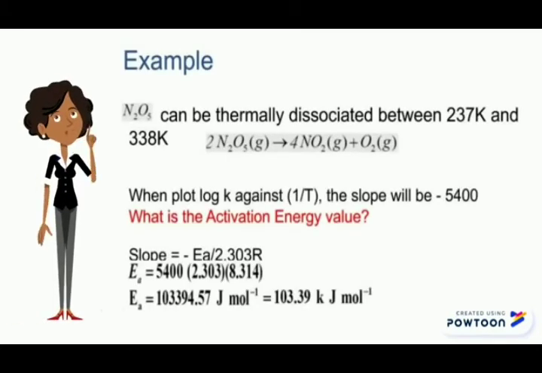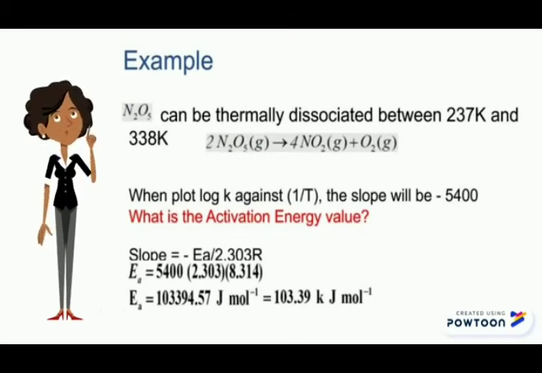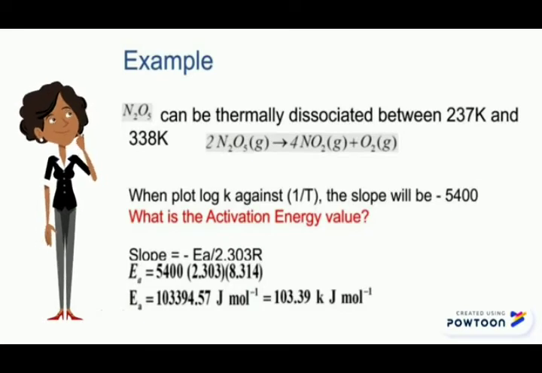Here's an example of the Arrhenius equation. In this equation, we need to find the value of the activation energy. So we modify the equation to find the activation energy value, which equals the slope times R, the gas constant, and its unit is going to be joule per mole.